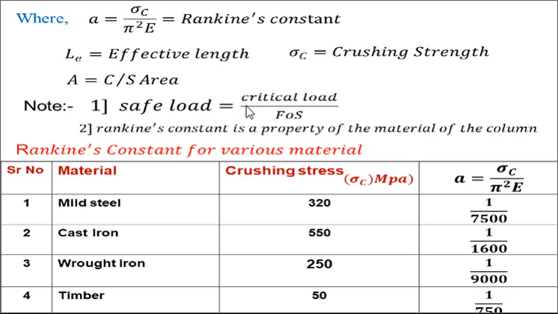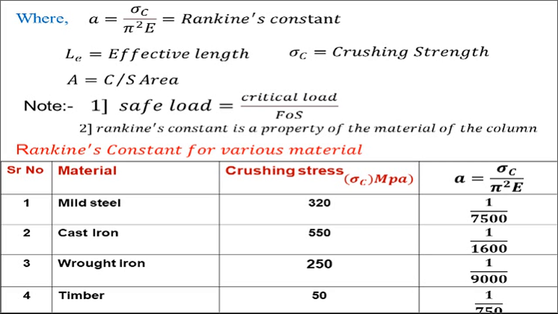And here, safe load. Apart from the critical load of the column, or we can say the Rankine's critical load of the column, sometimes in the problem they also ask about the safe load, right? This safe load formula we have already studied, and used to solve numericals in Euler's theory. Safe load is the critical load divided by the factor of safety.